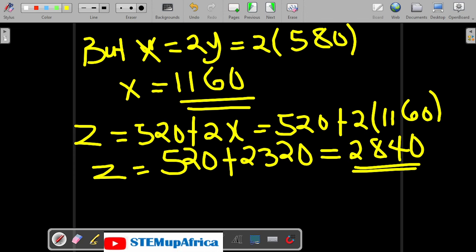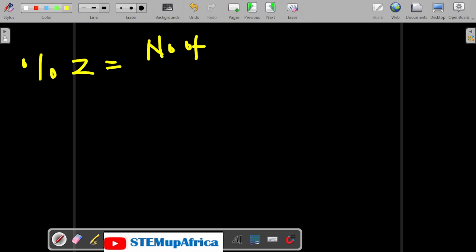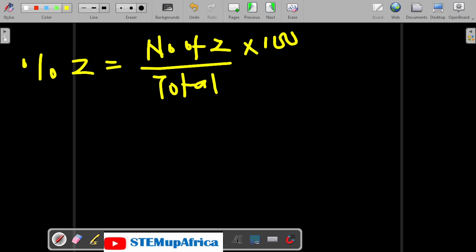So what's the percentage now? Which is the number of men over the total number of people times 100 over 1. So the percentage of z, which is the men, is the number of men over the total, times 100 over 1. So we are having the number of men as 2840 over the total 45.